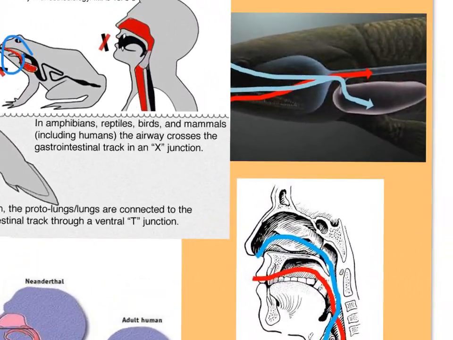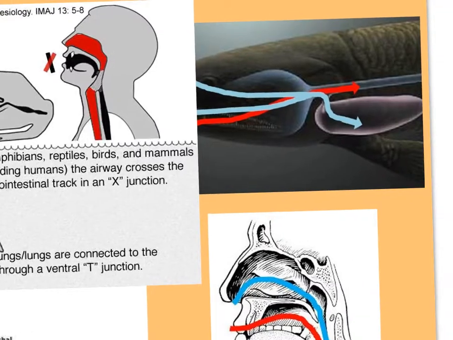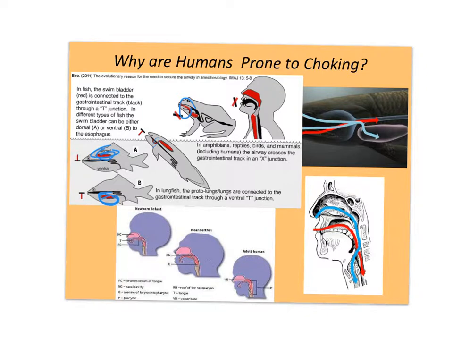So here we are. We have the gastrointestinal tract, and the airway is red and blue. Same thing here. And then here's different things.